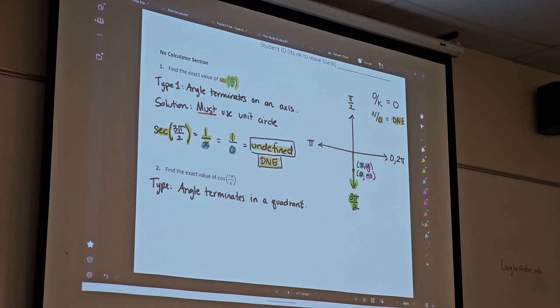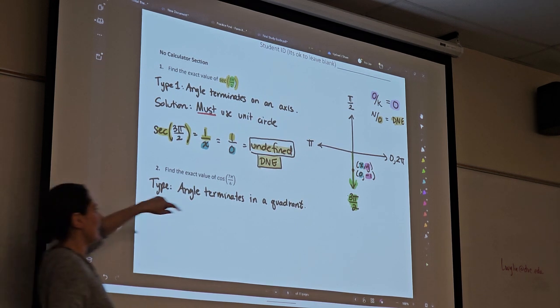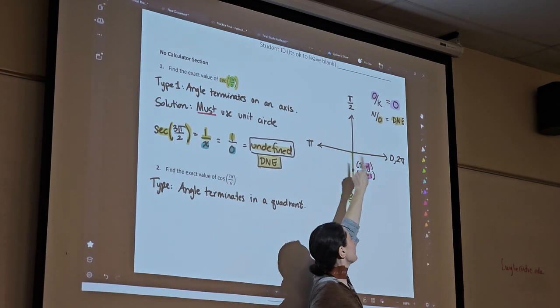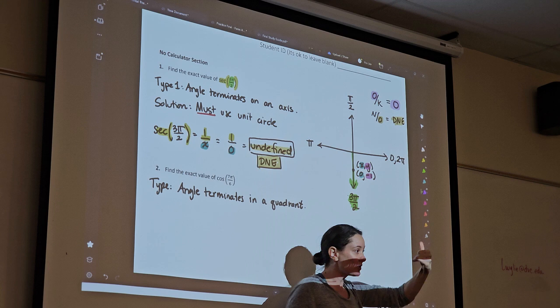1 divided by 0, the equivalent multiplication statement is 0 times what is 1? Nothing. Right? But it's totally fine to have a 0 up top. 0 divided by a number that's not 0 is 0. 0 divided by 5, I have nothing. You get to share it among 5 people, you get nothing, right? Right, so that's type 1. I terminate on an axis. Gotta use unit circle, so I gotta be able to find those 4 ordered pairs and use my unit circle definition.